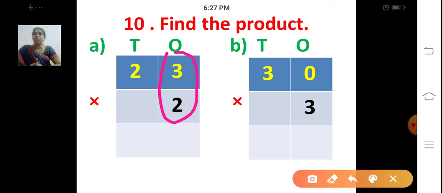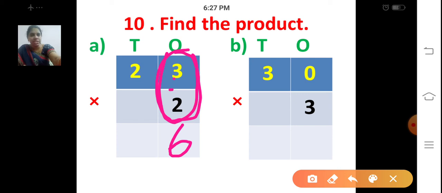3 ones into 2. We are going to multiply the digit at the ones place by 2. Which number is at the ones place now? 3. 3 into 2. Now tell me, 3 2s are 6. Where will you write the answer? Ones place. 3 2s are 6. Right below the ones place, as it is 3 ones into 2.